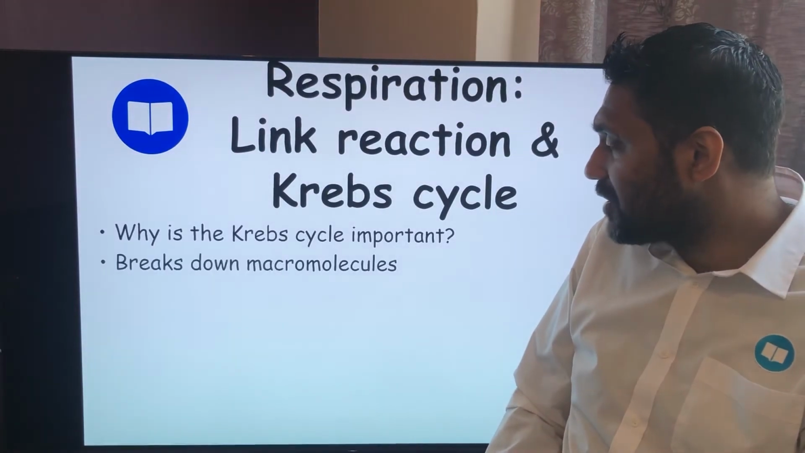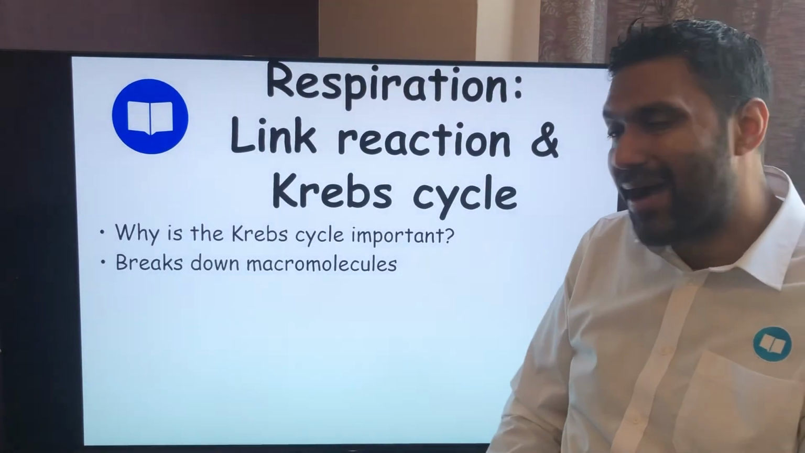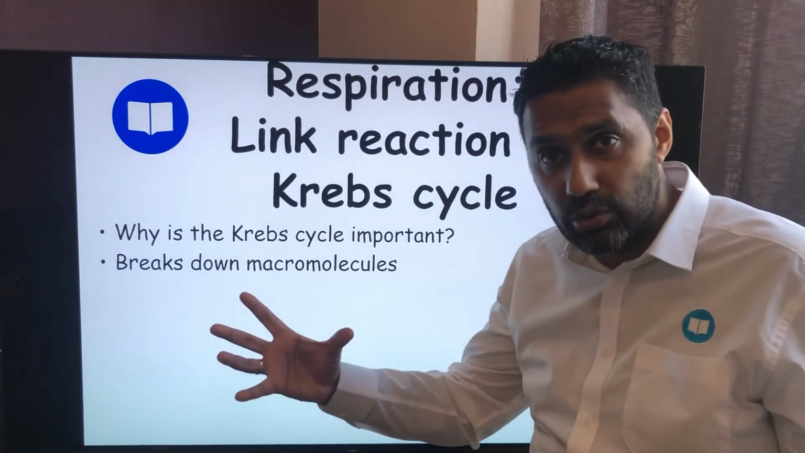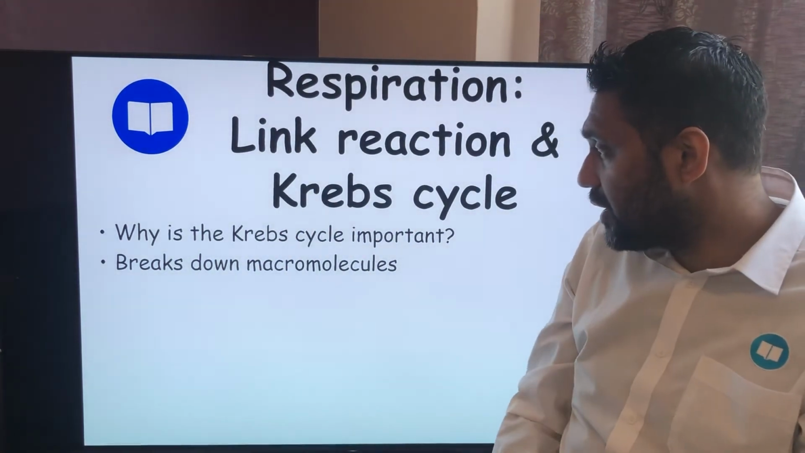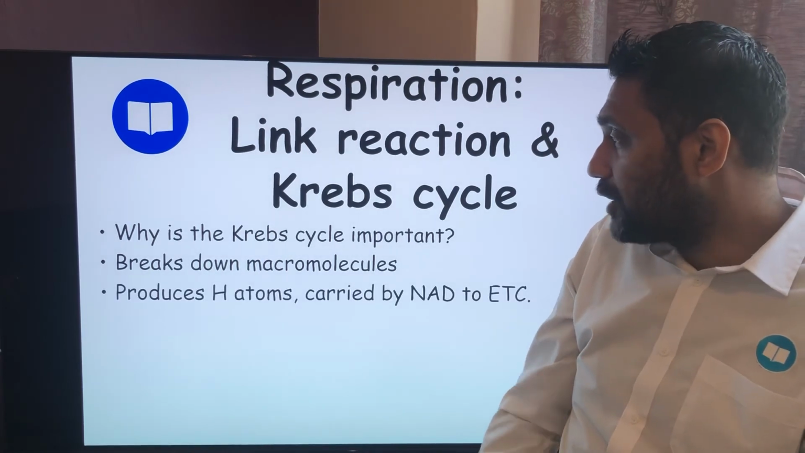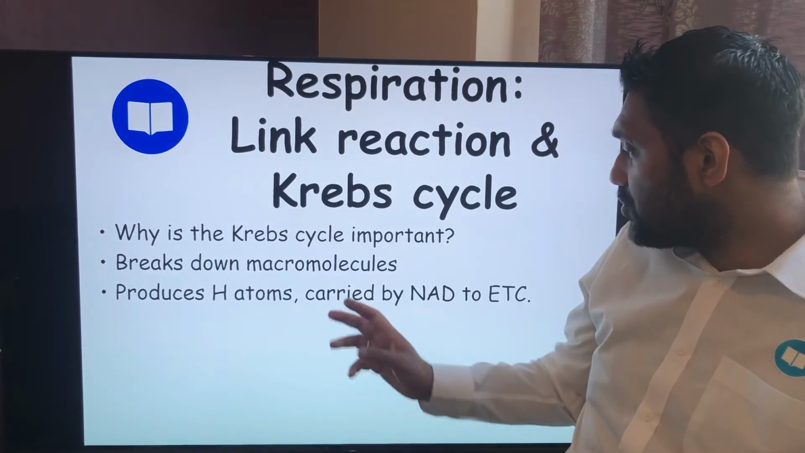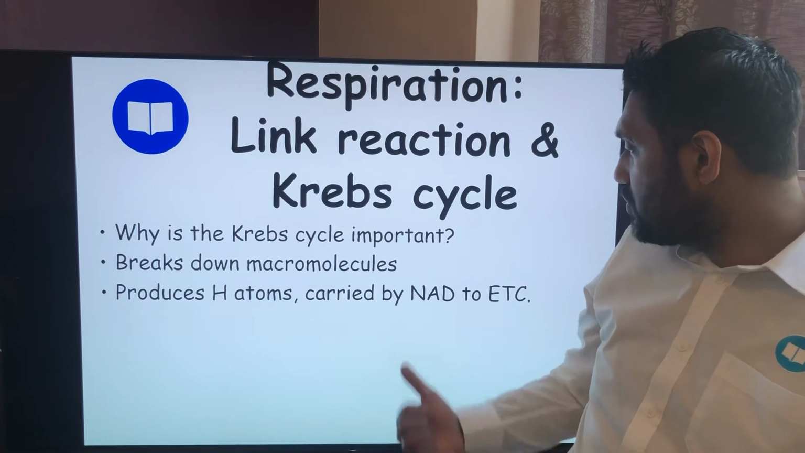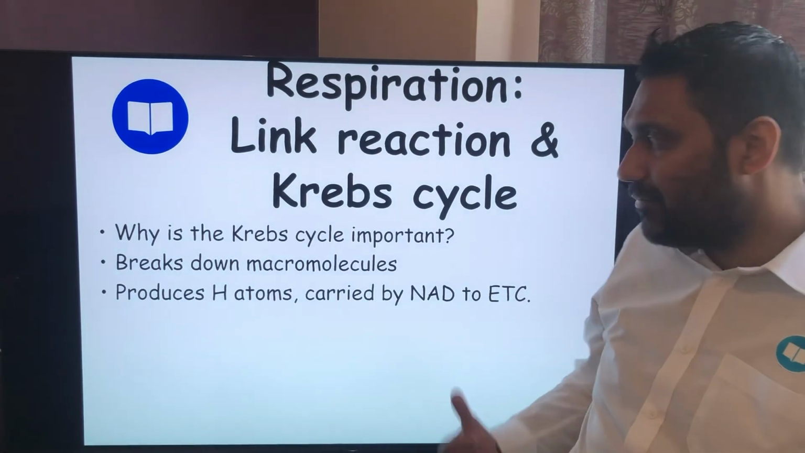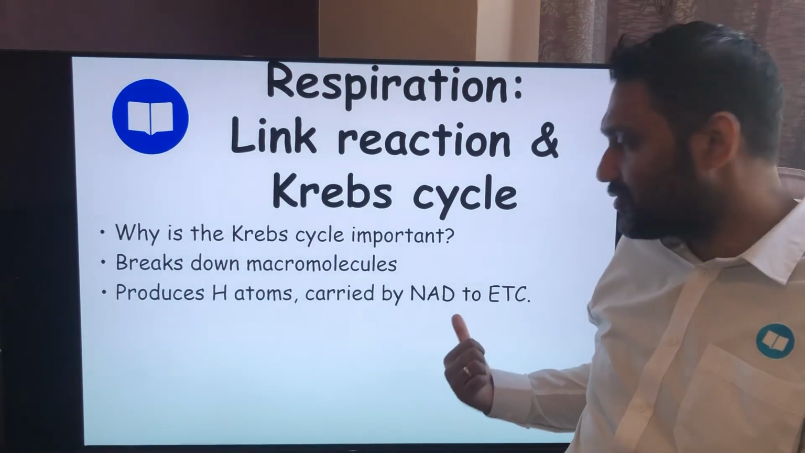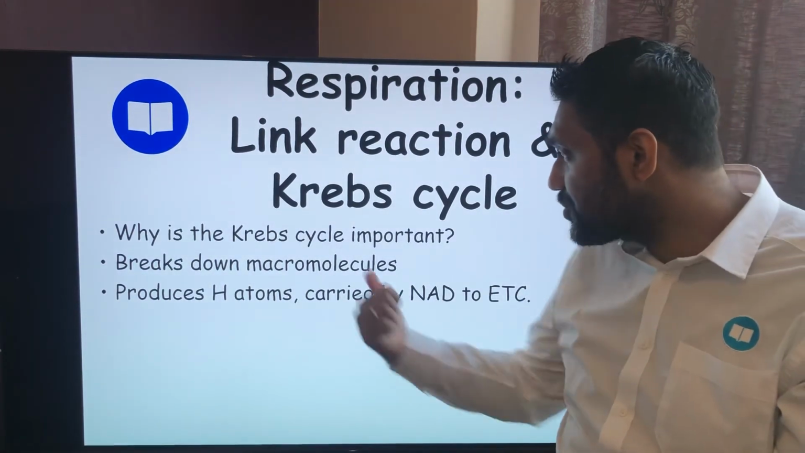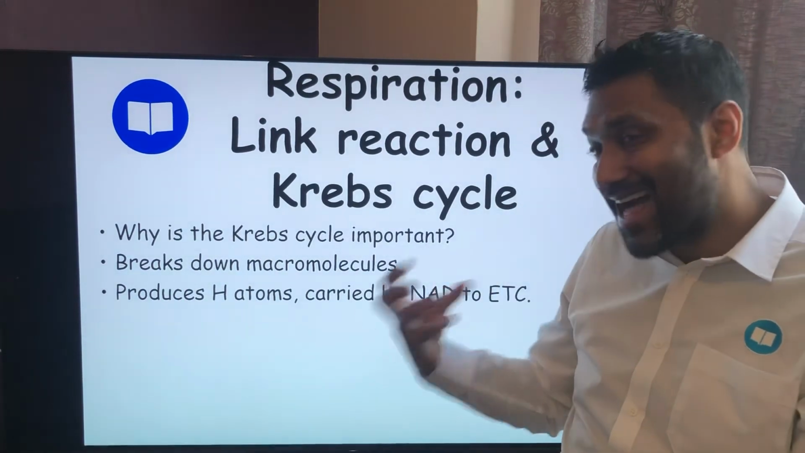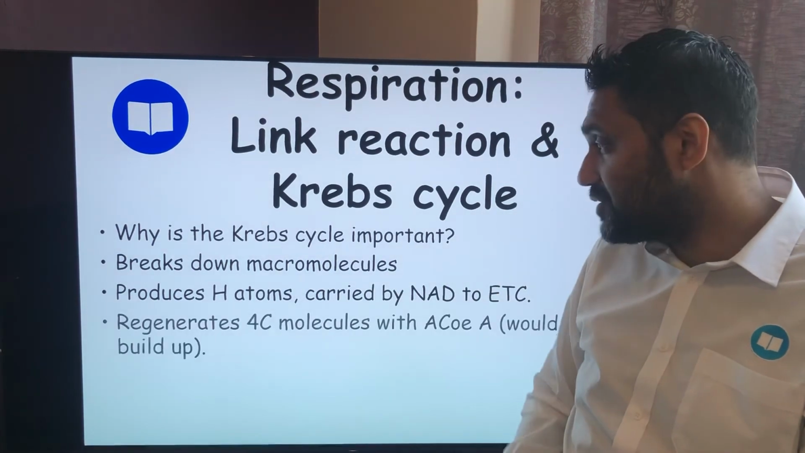So why is the Krebs cycle so important? Because it breaks down what we call macromolecules, so large molecules, into lots smaller and smaller molecules. Okay, you get lots of hydrogen atoms then, and those are carried by NAD to the electron transport chain, not ETC as in etc., electron transport chain. So the NADs become reduced by those hydrogen atoms. That's the important bit. That's where the energy is being made.